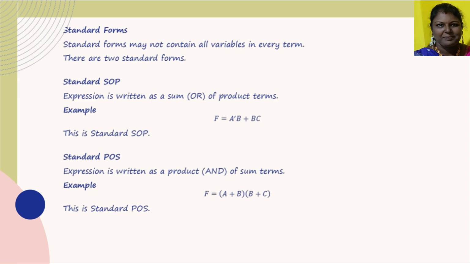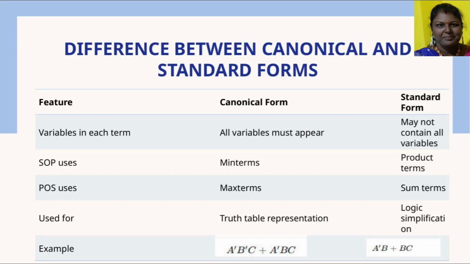Let's continue forward to the next topic. Let's break down the difference between canonical and standard forms in logic expressions. In canonical form, every variable shows up in each term, no exceptions. Standard form is more flexible. Terms might leave out some variables. When we talk about sum of products, or SOP, canonical uses minterms, while standard uses product terms. For product of sums, or POS, canonical relies on max terms, and standard uses sum terms. Canonical forms are great for representing truth tables exactly, but standard forms help us simplify logic more easily.